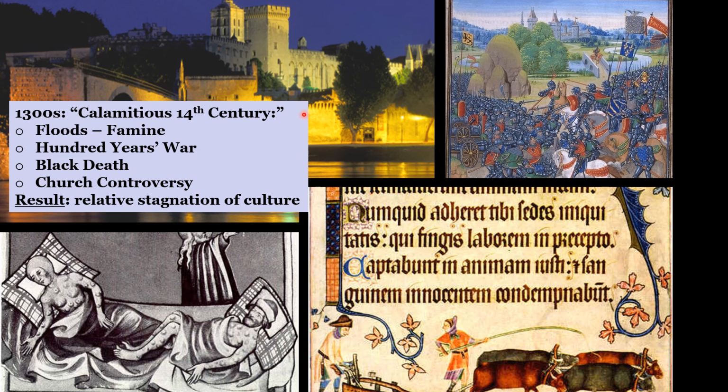One historian has referred to the 1300s as the calamitous 14th century, and it really was. There were many, many challenges. Floods and famine. Some scholars believe that there was an example of global warming. It got unusually cold in Northern Europe, and that led to floods, and then that led to famine. There was a war between France and England. It actually lasted longer than 100 years, but the so-called 100 Years' War, that was very devastating, particularly in France.